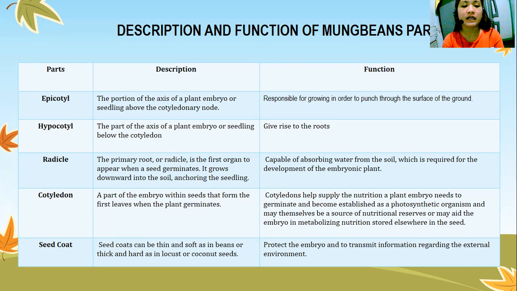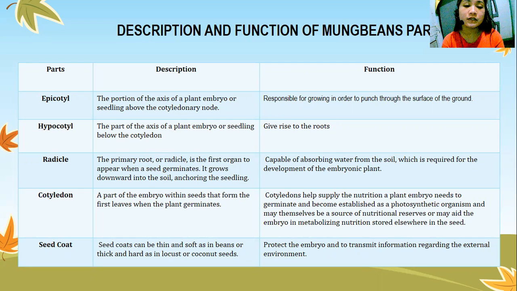Hypocotyl: the part of the axis of a plant embryo or seedling below the cotyledon, which gives rise to the roots. Radicle: the primary root, the radicle, is the first organ to appear when a seed germinates. It grows downward into the soil, anchoring the seedling. Its function is absorbing water from the soil, which is required for the development of the embryonic plant.